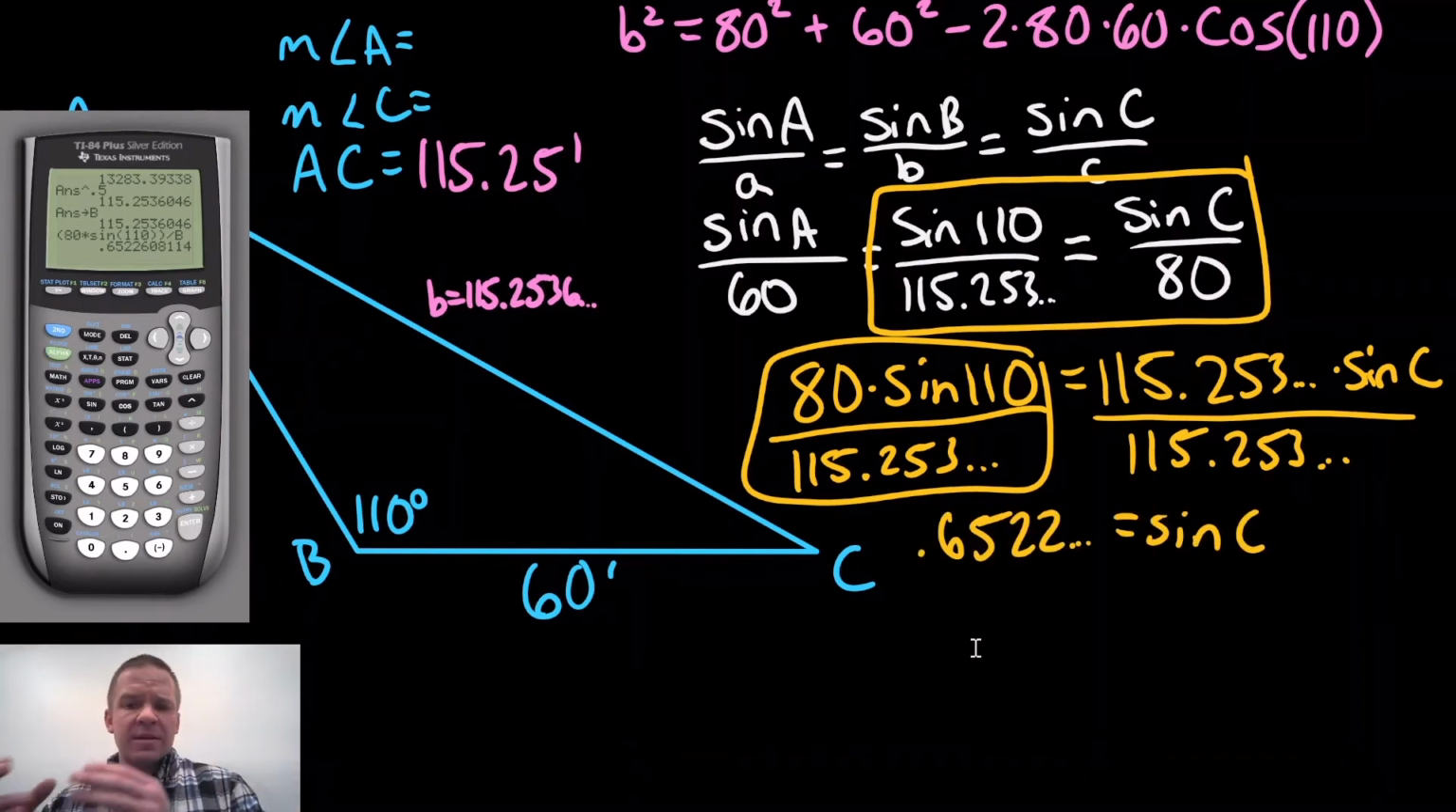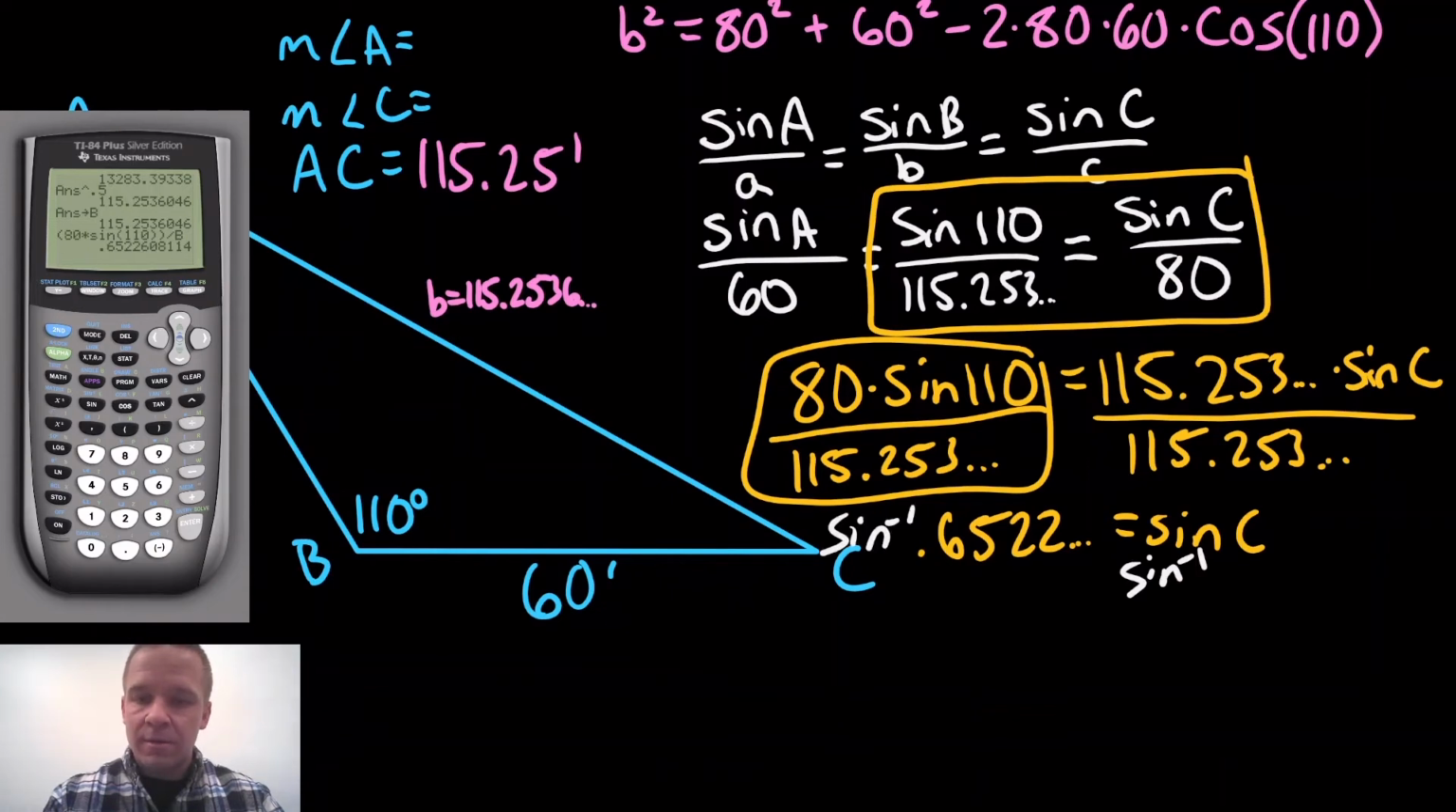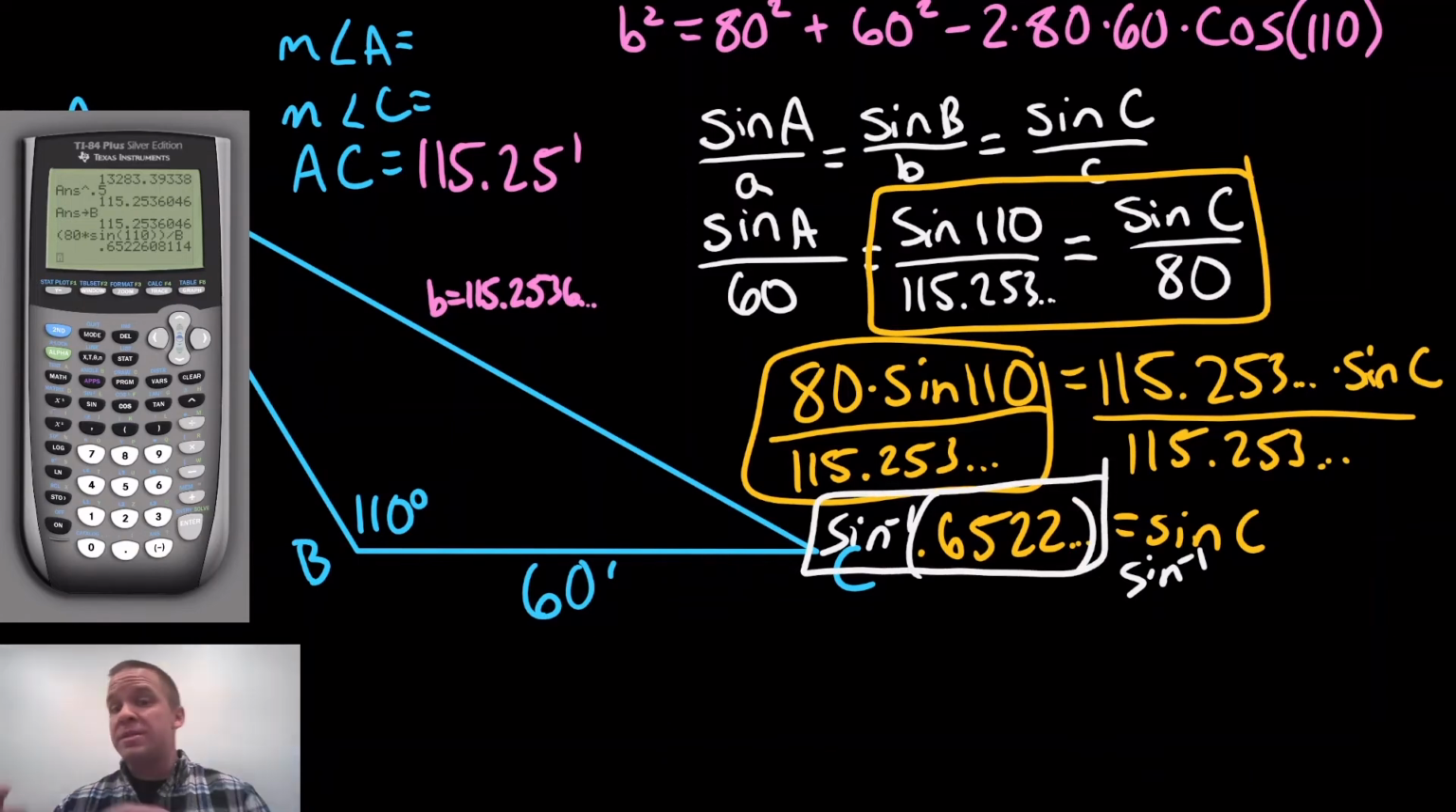So if that equals sine of C, but I want to get C out of there, what do I need to do on both sides? Well, I would then take the sine inverse on each side. So in my calculator, I will go ahead and plug in sine inverse of that 0.6522 and change, and that should give me my angle.